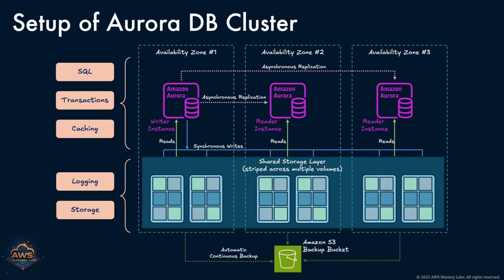The storage layer is self-healing. If a storage volume segment becomes degraded or fails, it's automatically replaced in the background, with no impact on performance or availability. This architecture, decoupled, distributed, and deeply integrated with AWS infrastructure, allows Aurora to deliver the kind of performance, availability, and resilience that modern cloud-native applications demand.